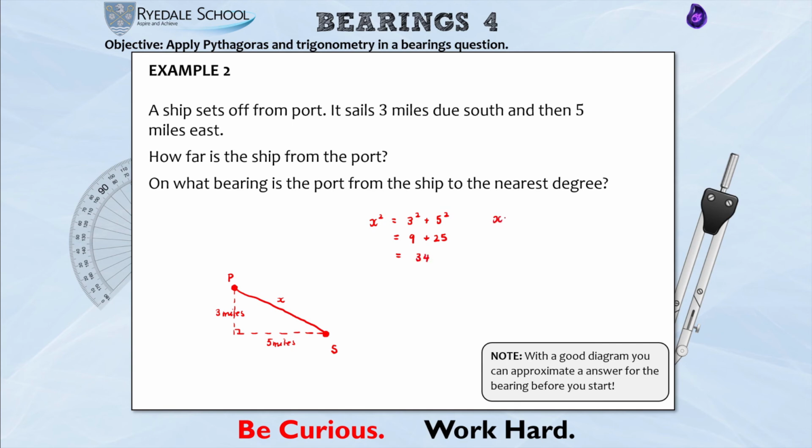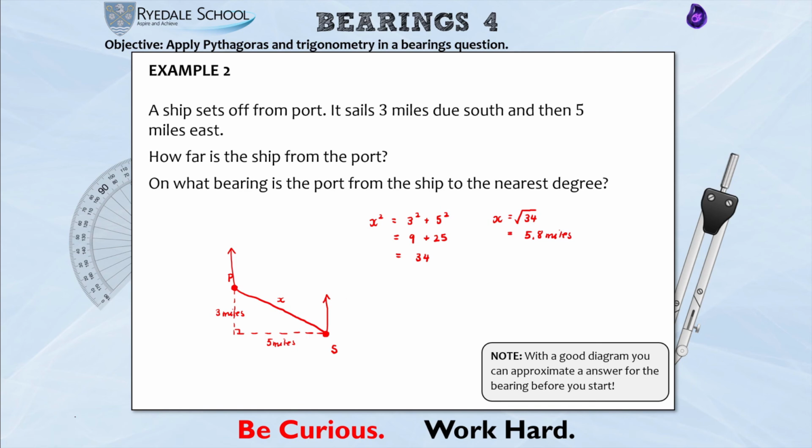So remember, if I want the distance, I will have to do the square root of 34. I will round this one to 1 decimal place. And the square root of 34 comes out as 5.8 miles. So that's the first part of the question. Second part of the question says, on what bearing is the port from the ship? So, really important, I'll put some north lines in. And we'll think about which angle it is that it's asking me to find.